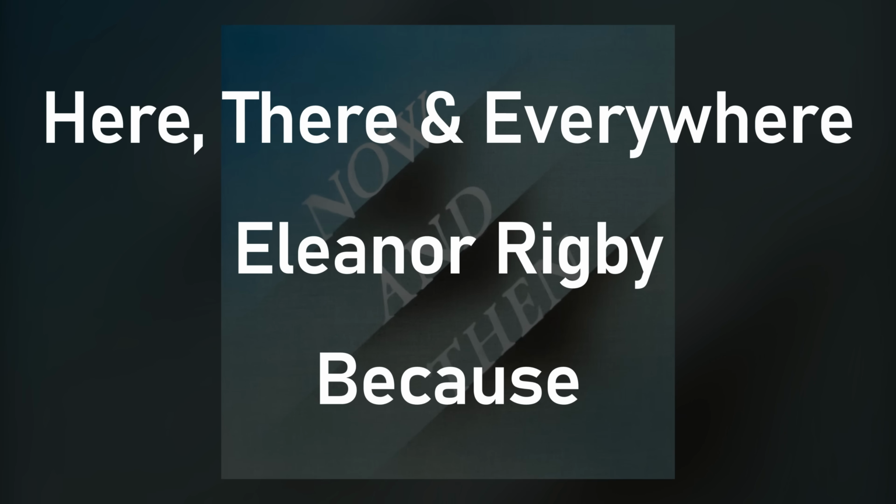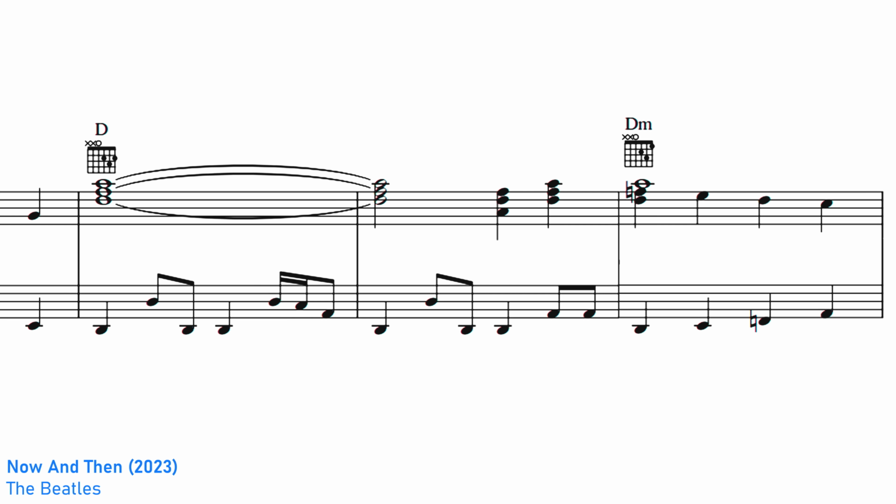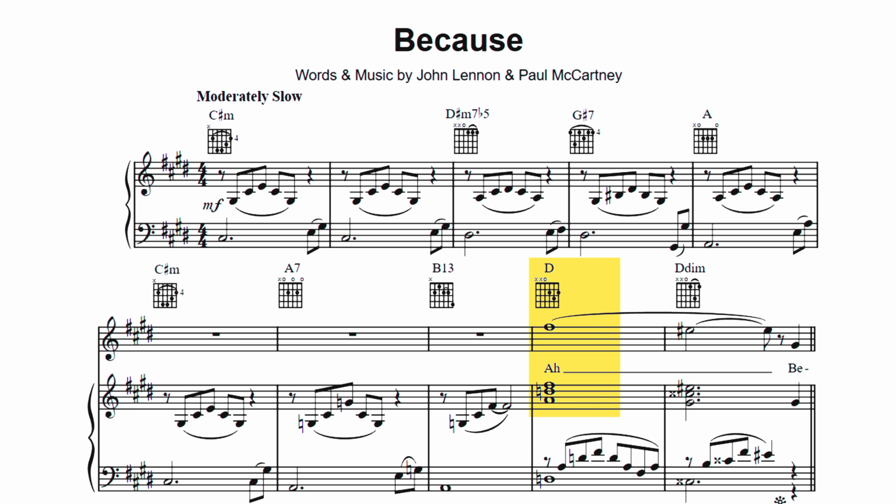Now, I can't really find or hear the Here, There and Everywhere and Eleanor Rigby backing vocals. Maybe they're buried or they're a bit hard to make out, but the Because one is really easy to make out. What they've done is they've taken this moment from Because when the Beatles are singing this beautiful three-part harmony of D major moving to a D minor or D diminished chord. And they've superimposed that over this D major to D minor change in Now and Then. If you listen to them back to back, it's really obvious.